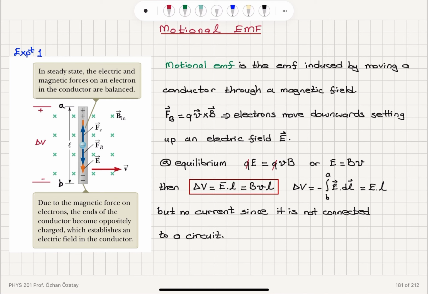This EMF will not cause a current flow at steady state. Why? Because it's not connected to a circuit. It's just going to be a potential difference built up between the two ends.